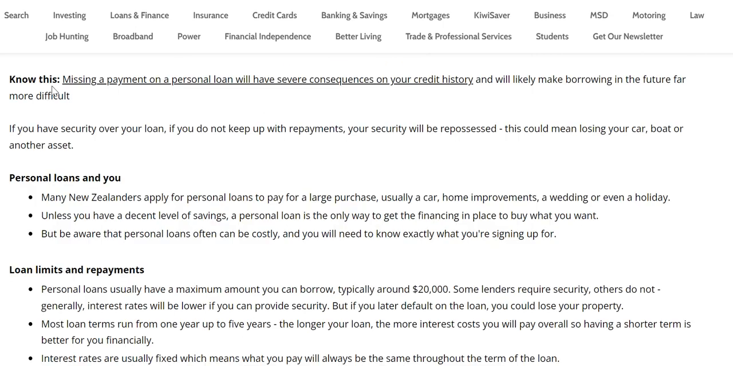One thing I do want to make clear is that if you do miss a payment on a personal loan later down the track, it's going to have severe consequences on your credit history, and it's going to make borrowing in the future far more difficult. So just be aware that whilst an interest rate may seem attractive, or the fees may seem low, or the term is good, make sure that you can afford it should something else happen in your life.